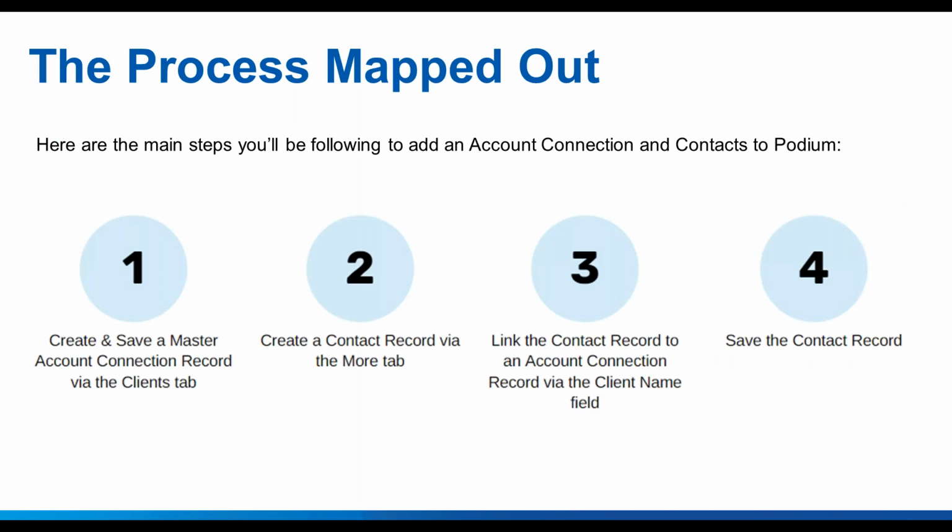Summarizing that process up into 4 simple steps, we would therefore, first and foremost, non-negotiable, create and save a master account connection record. Once we've created that via the Clients tab, we would navigate to the More tab on the left-hand side of the screen, select and start to create new contacts. When we're then prompted to, we'll link the contact records to an account connection record. There's a section when you're creating a new contact record called Client Name. That's where you will search for the account connection record that you want to link. And once you've done the linking, you go ahead and you save that contact record into the database.